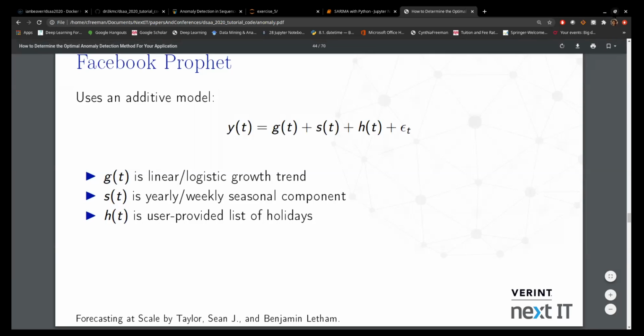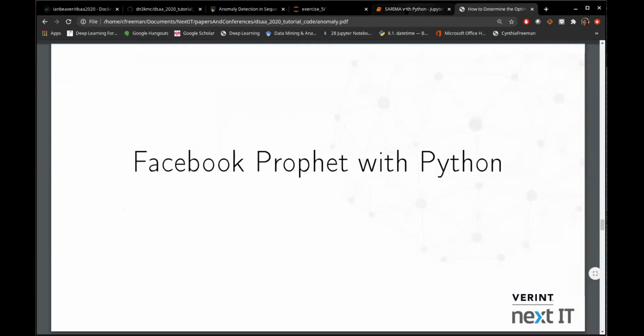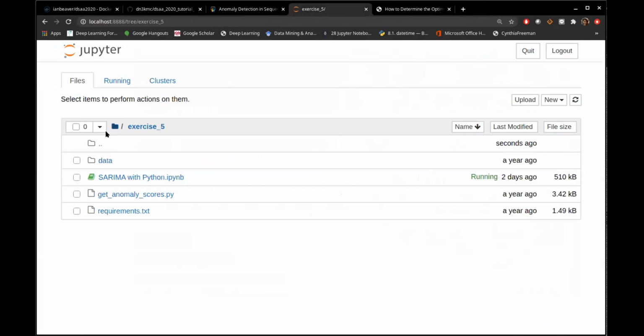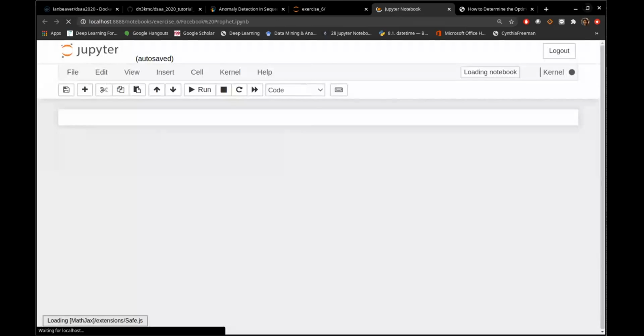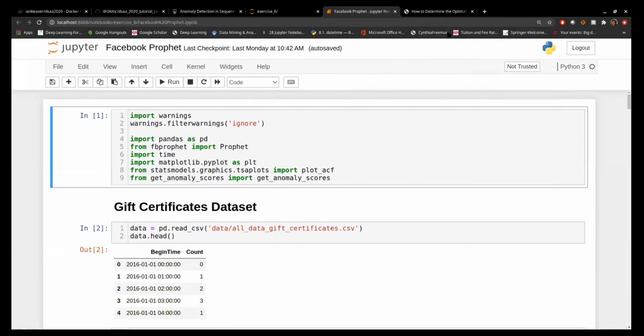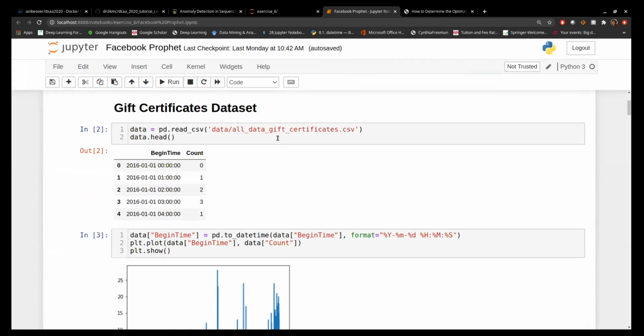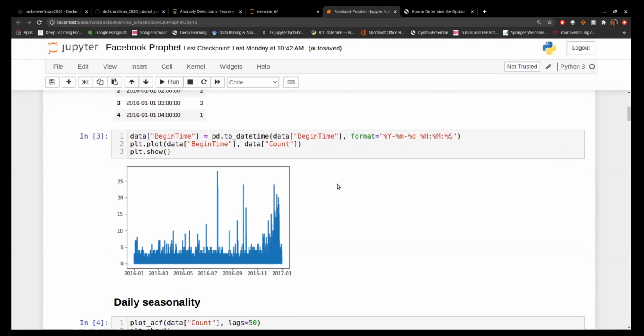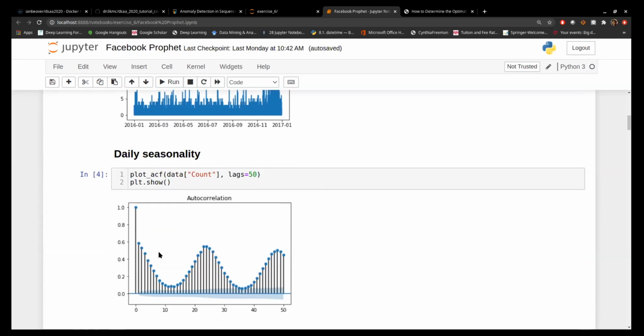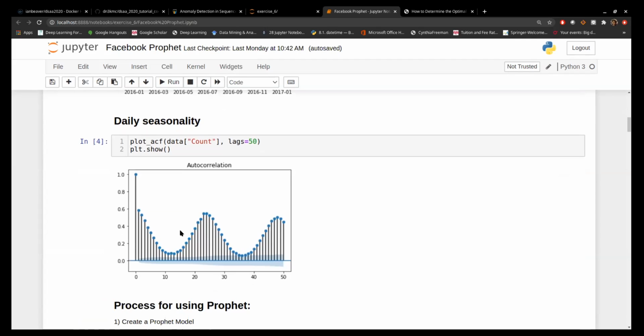So we're going to go ahead and play with Facebook Prophet using Python. Here I'm going to load all libraries, including the Facebook Prophet library. I am going to load a data set and plot it. And then I'm also plotting the autocorrelation coefficients. As you can tell, when it starts to repeat itself, it's 24-hour, or basically daily, seasonality.